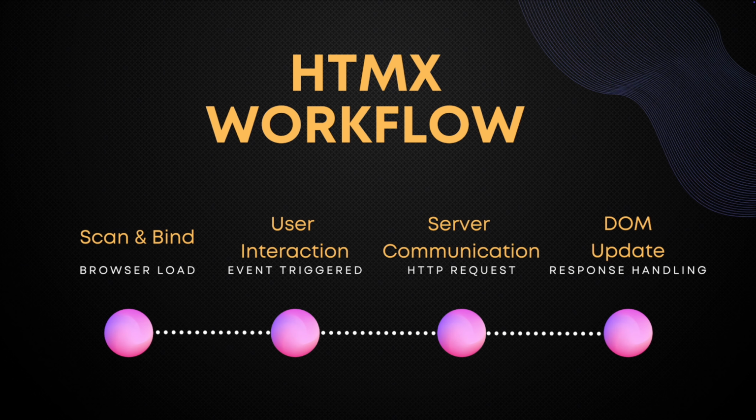So the first step, HTMX scans for attributes and attaches event listeners. Then the user clicks or interacts, and HTMX intercepts the event. After that, HTMX sends an HTTP request to the server and gets HTML back. And finally, HTMX updates the target element and rescans for new attributes.